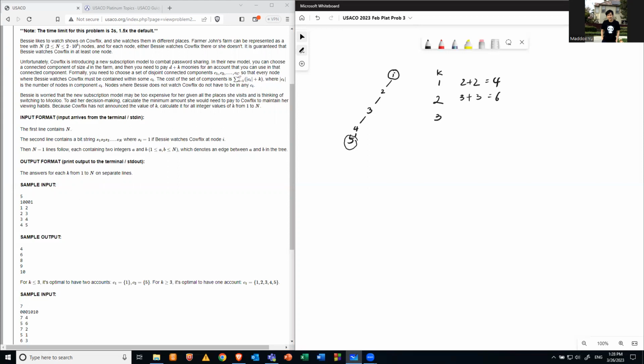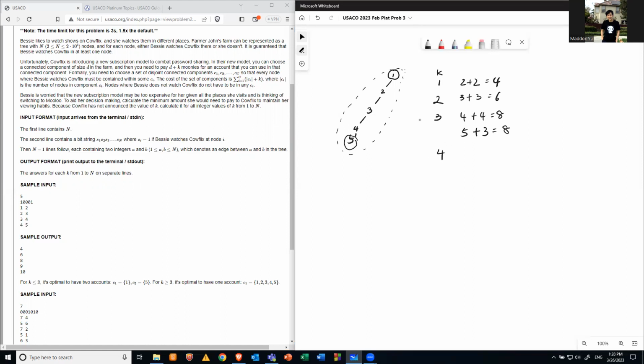K equals 3, you can do 1 plus 3 is 4, and here 1 plus 3 is 4, so 4 plus 4 equals 8. Or you can connect this into one disjoint component, so it's 5, and 5 plus 3 is also equal to 8.